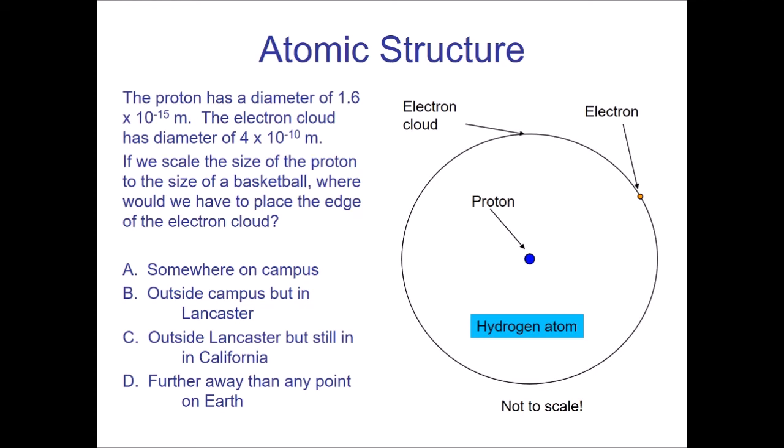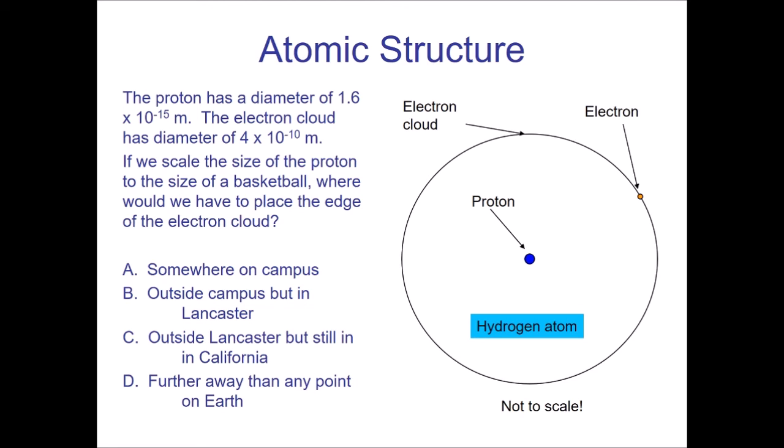Based on the dimensions that I give you here, the fact that the proton is around 10 to the minus 15 in size, and the electron cloud is around 10 to the minus 10 in size, how far away would you have to place another basketball to represent the electron? So it's a scaling question. You may want to pause the video and think a bit about this.